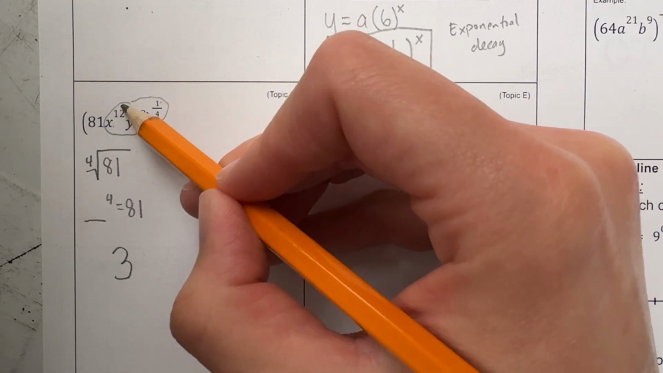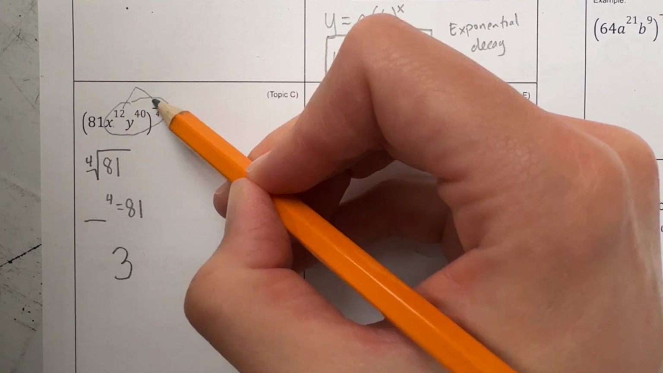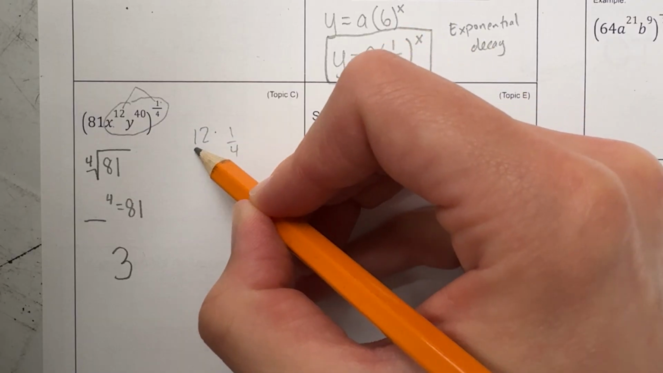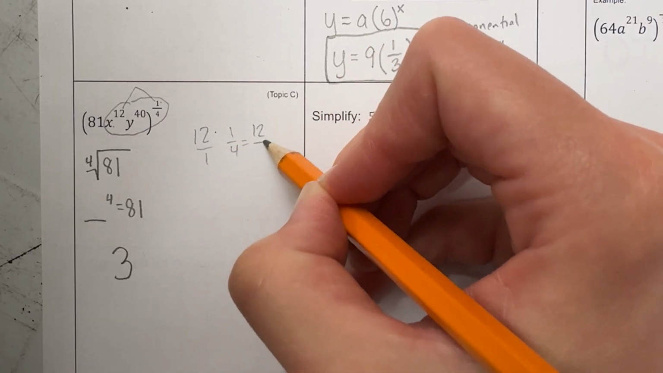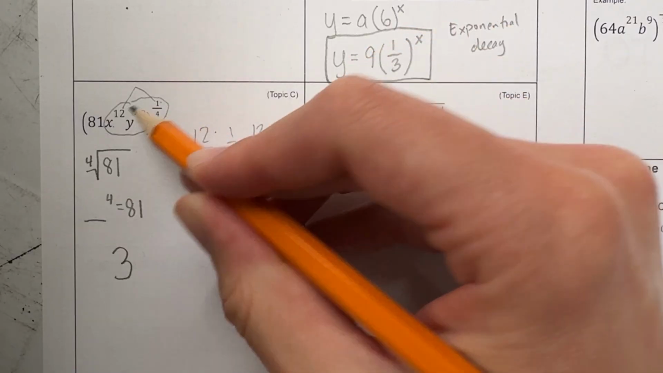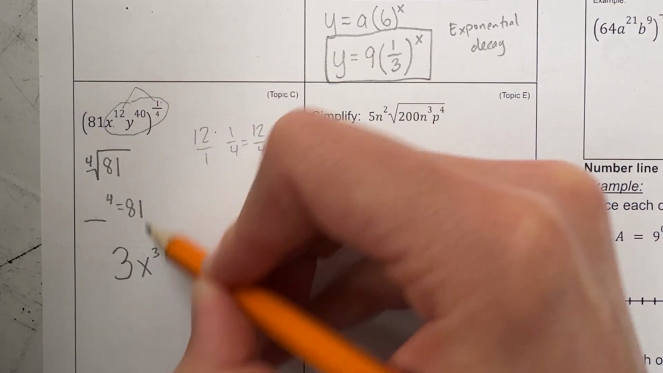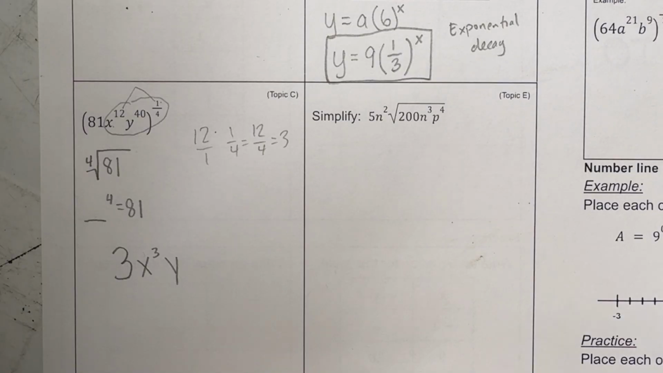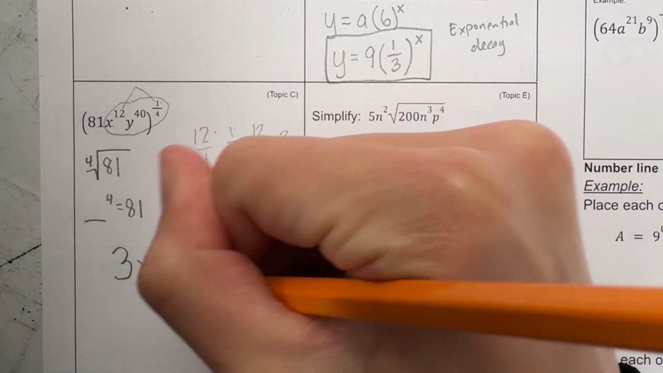And then here, I always multiply exponents. So if I'm doing 12 times 1/4, that actually just looks like 12 divided by 4. That's 3. So this would be x to the power of 3. And then I'm going to do 40 times 1/4. That's 40 divided by 4, which is 10.